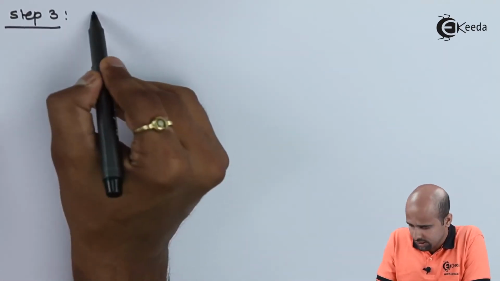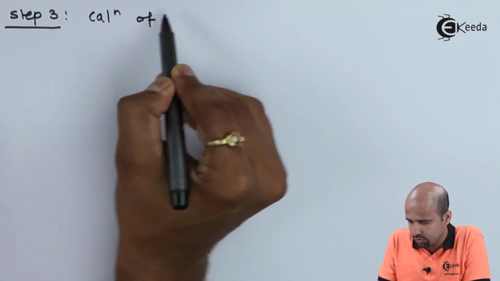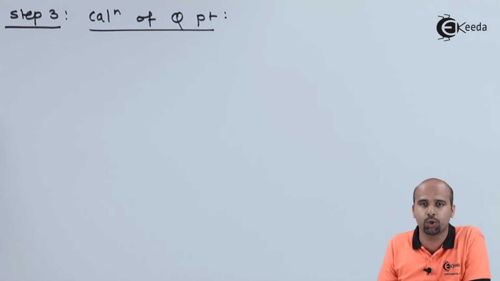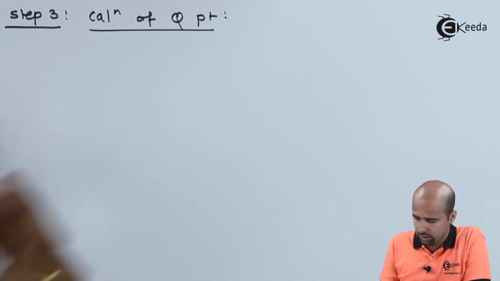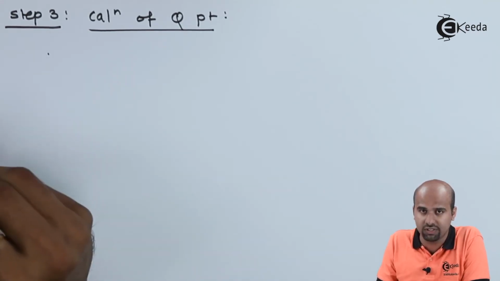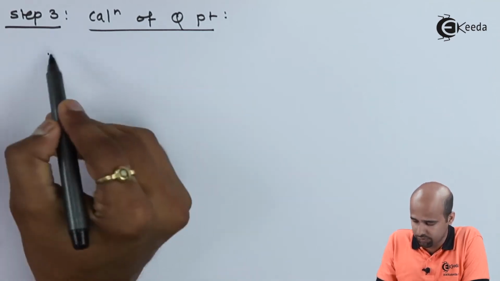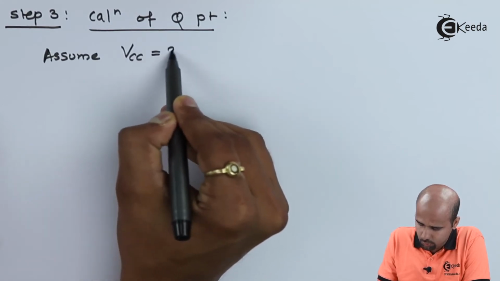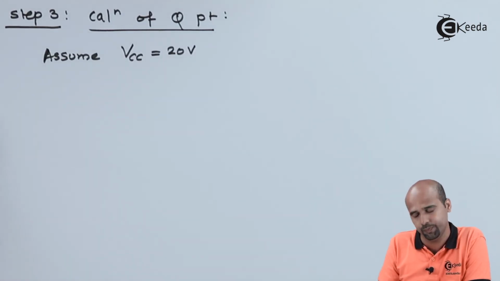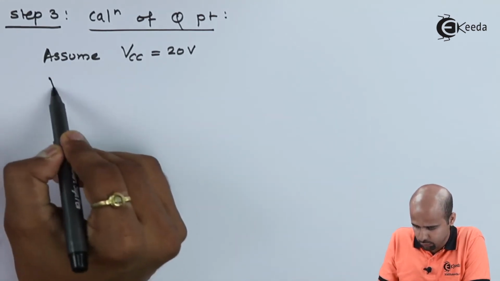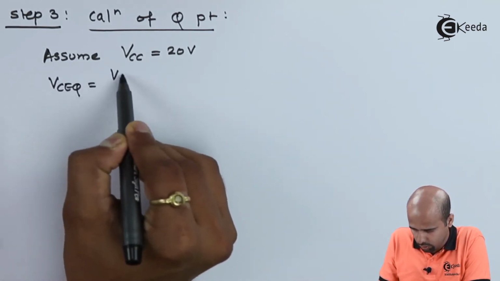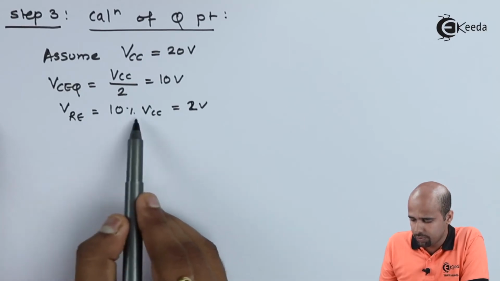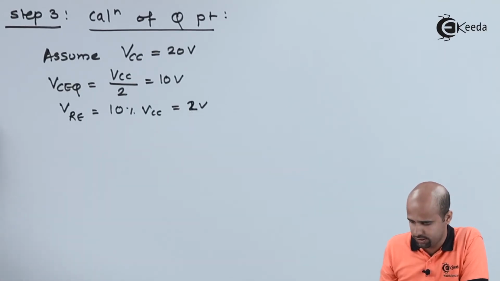Step number 3 is calculation of the Q point. Now here you have the liberty to choose A type or B type, because VCC is not given, and moreover VO is not given either. So we'll assume VCC is equal to 20 volts. If you assume that VCC is equal to 20 volts, VCEQ is equal to VCC divided by 2, that is 10 volts. So VRE is equal to 10% of VCC, which comes out to be 2 volts.